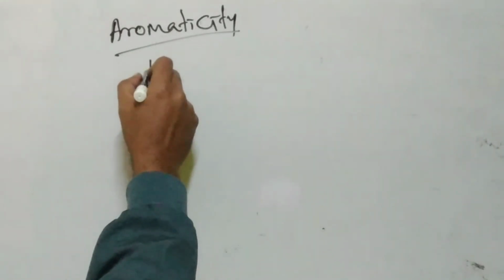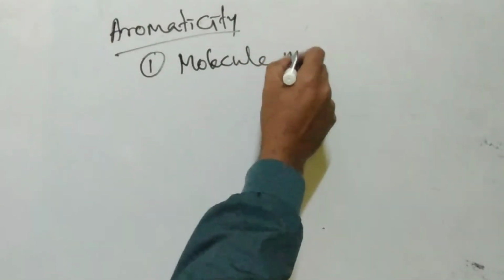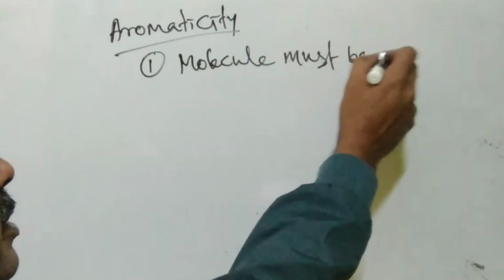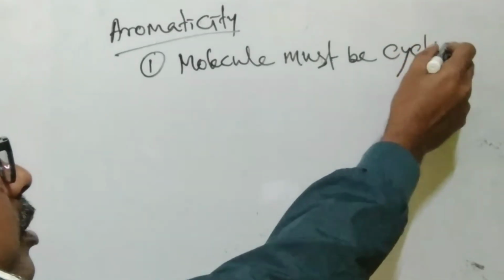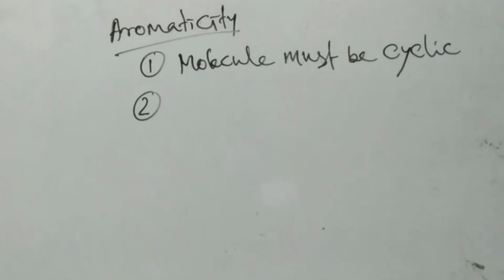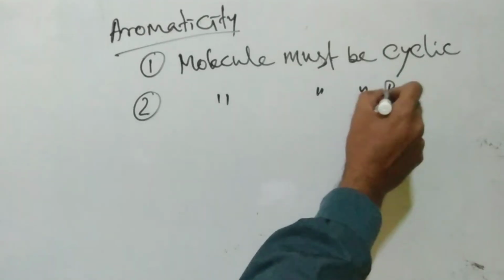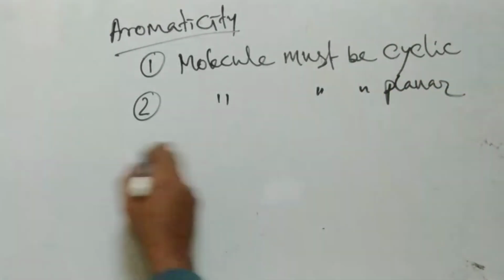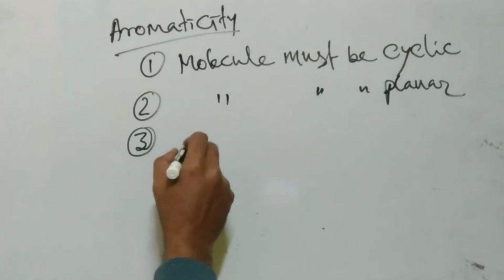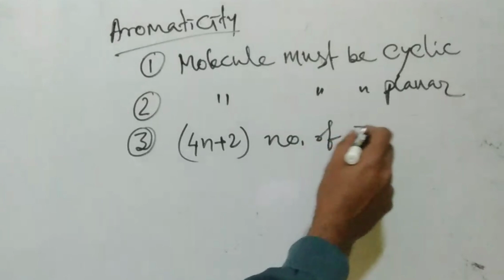Now, what is aromaticity? For organic compounds to be aromatic, the conditions are: the molecule must be planar, must be cyclic, and it must have 4n+2 number of pi electrons. So the first condition is the molecule must be cyclic. Number 2, the molecule must be planar, and number 3, the molecule should have 4n plus 2 number of pi electrons.